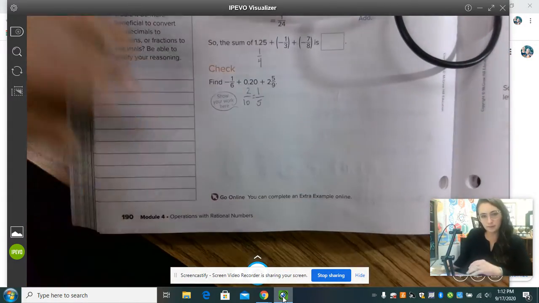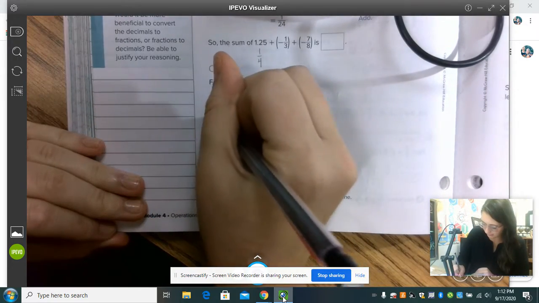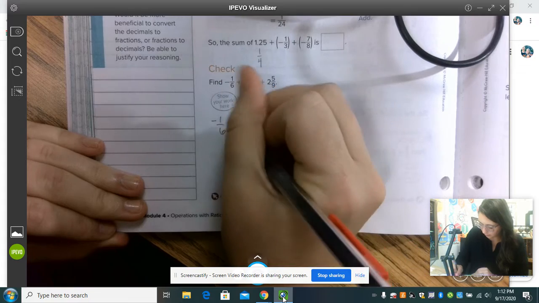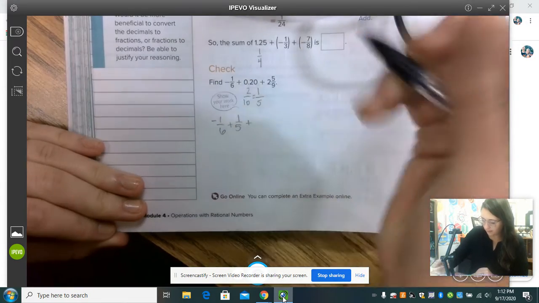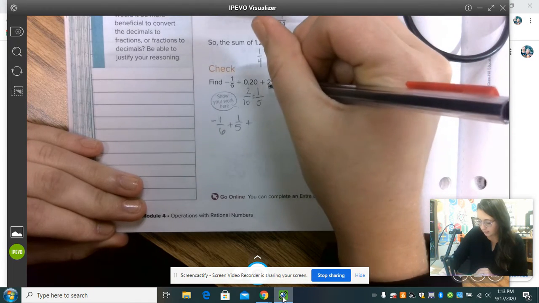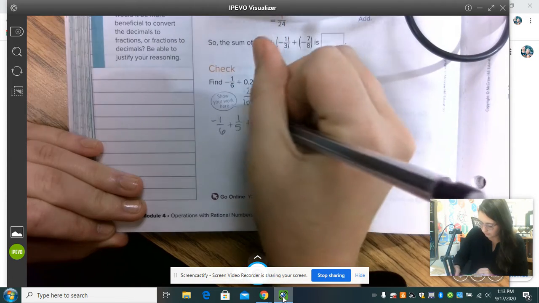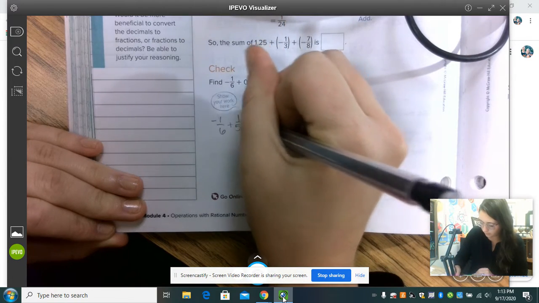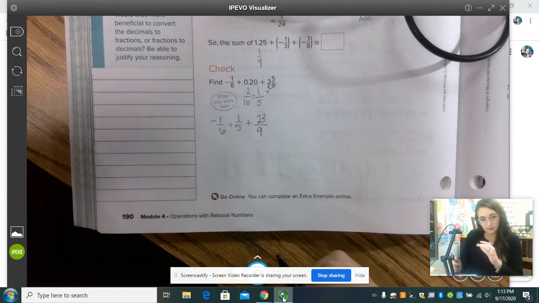Okay, we're down here. Yesterday I talked a little bit about changing this. So I have negative 1/6 plus 1/5 plus 2 5/9, which I'm going to go ahead and convert to an improper fraction. 9 times 2 is 18 plus 5 is going to be 23. So we'll have 23/9. All right, I'm going to work left to right.